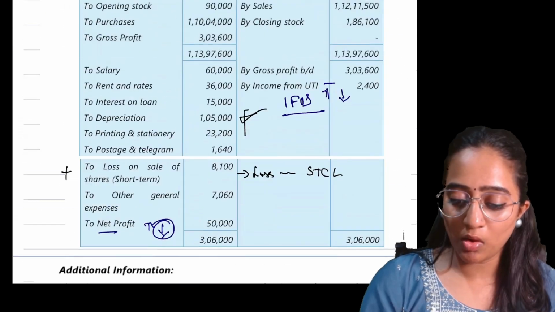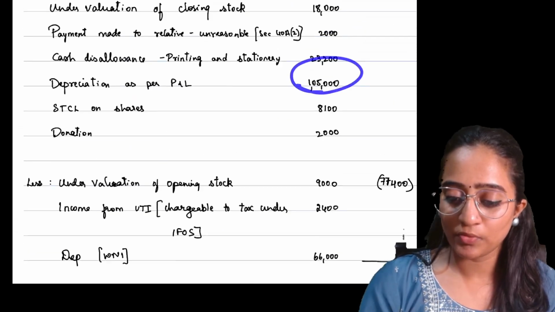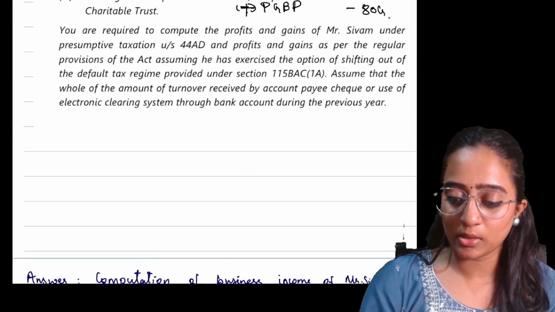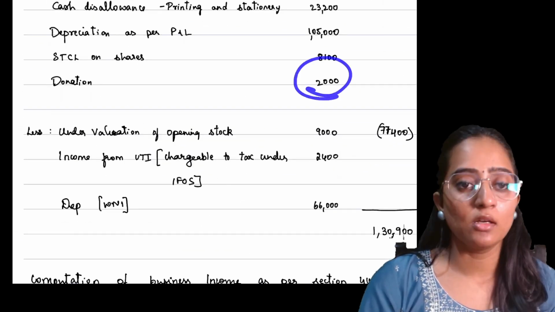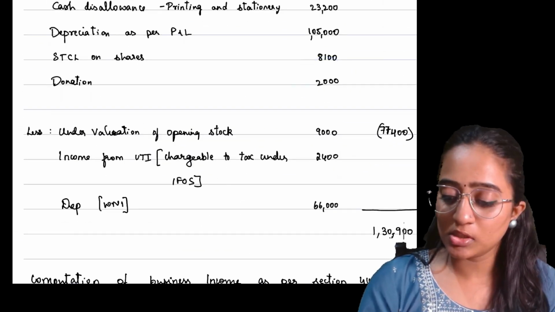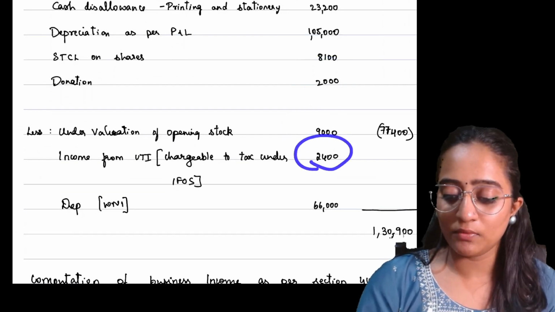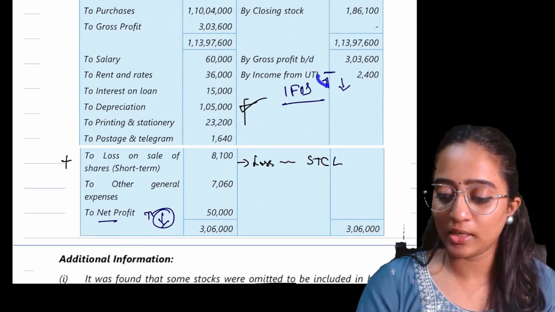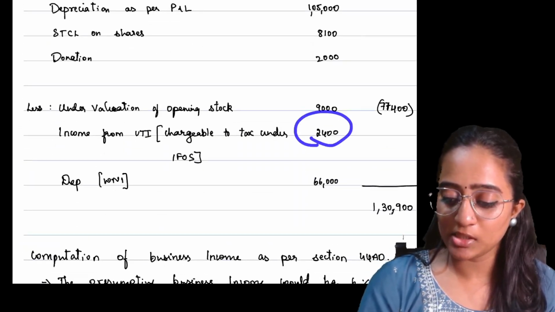Short-term capital loss on shares, whatever we have considered, we have added over here. And donation for that matter is again going to be added in your PGBP. We have considered the same in our calculation as well. And closing stock or opening stock has been decreased. And income from the UTI, again, we have seen is chargeable to tax under a different head. We are subtracting from the PGBP.